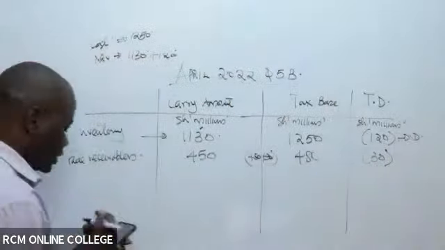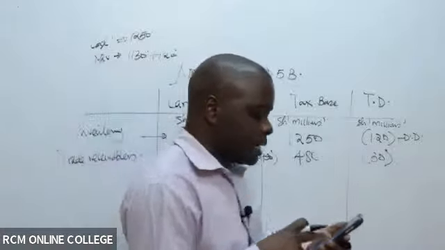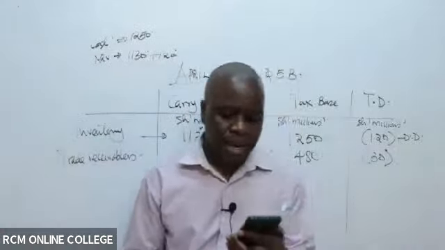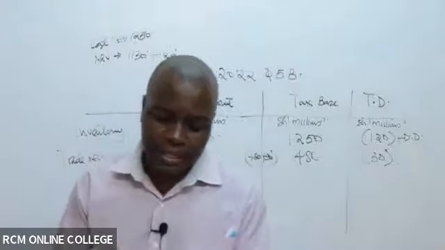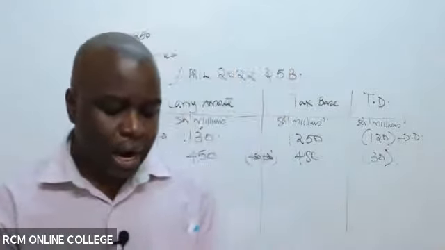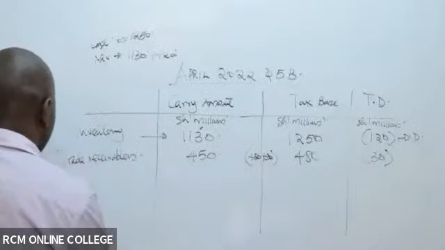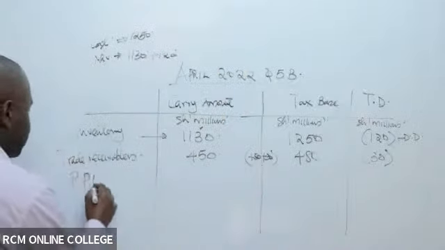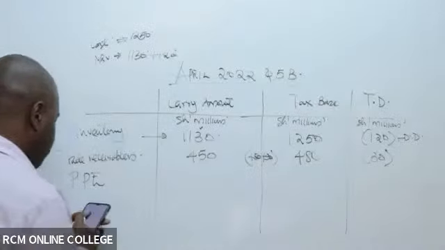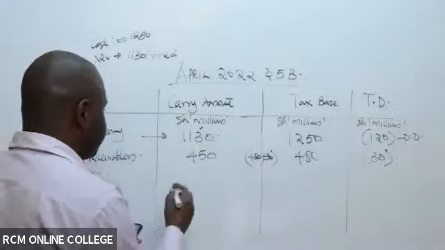Then number 3, what happened? Property, plant, and equipment has a carrying amount of 3050 million and a tax base of 2750. Of course, that you've already been told. So property, plant, and equipment has a carrying amount of 3050.